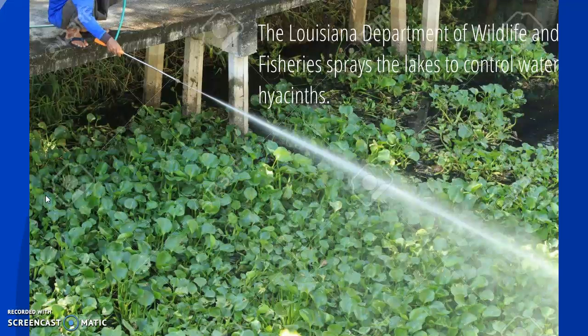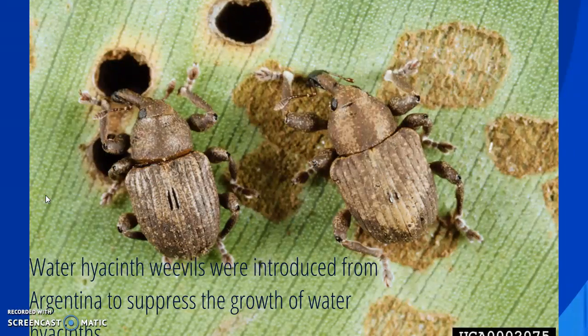To control it, the Louisiana Department of Wildlife and Fisheries sprays the lake to control water hyacinths. However, it's not completely successful in eliminating the plant, though it does decrease the number of water hyacinths in the area. Water hyacinth weevils were introduced from Argentina to suppress the growth of water hyacinths. The level of success in Louisiana is slowly progressing, but in Lake Victoria in Africa, water hyacinths have been completely eliminated with the introduction of the weevils.